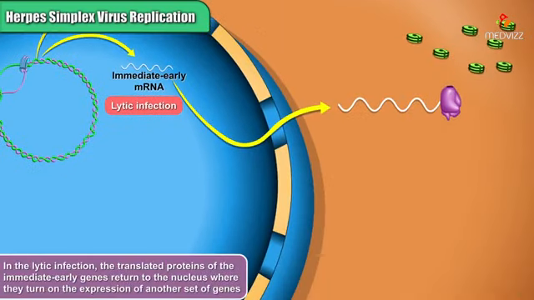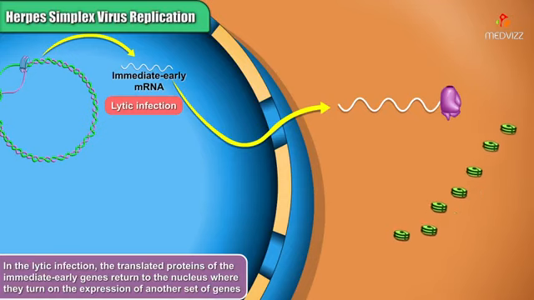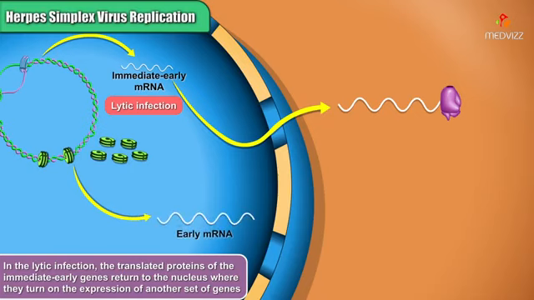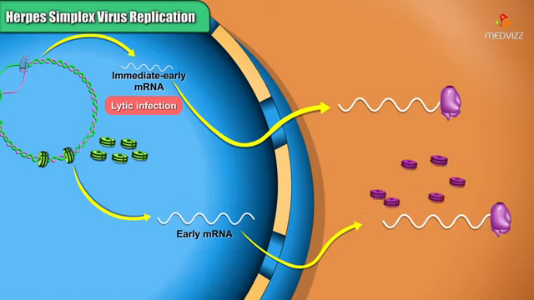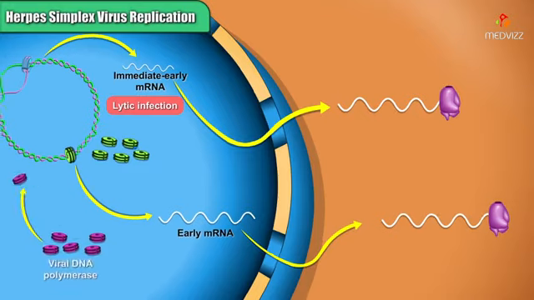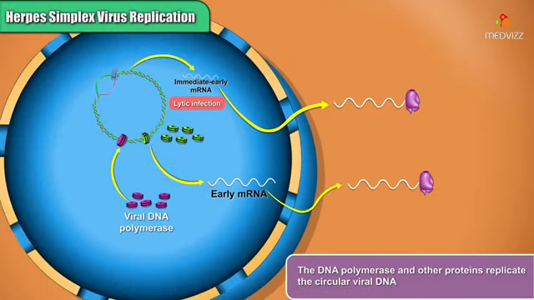In the lytic infection, the translated proteins of the immediate early genes return to the nucleus, where they turn on the expression of another set of genes called early genes. The mRNAs travel to the cytoplasm, where ribosomes translate them into proteins. These early proteins include a viral DNA polymerase. The DNA polymerase and other proteins replicate the circular viral DNA.